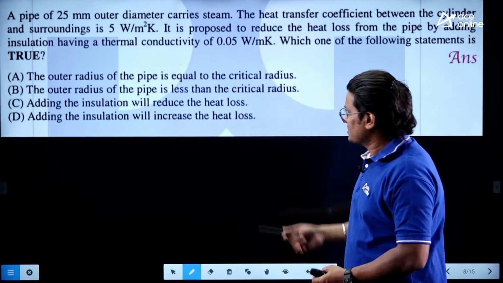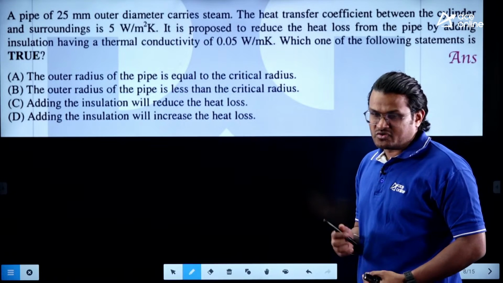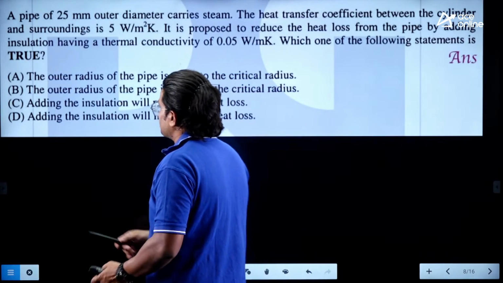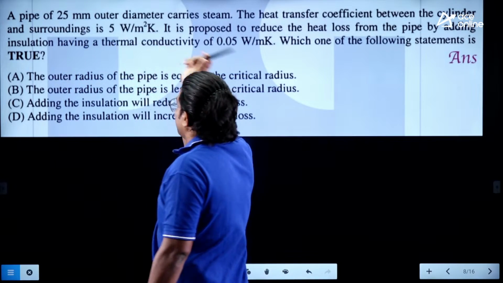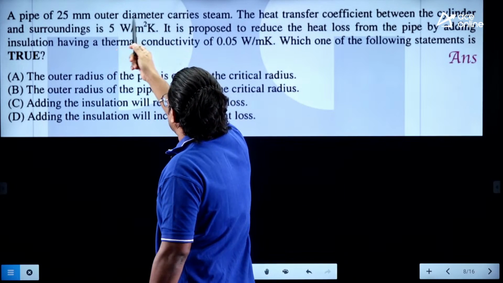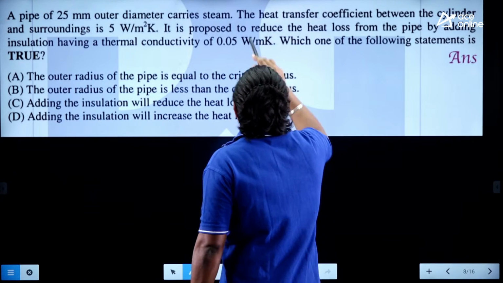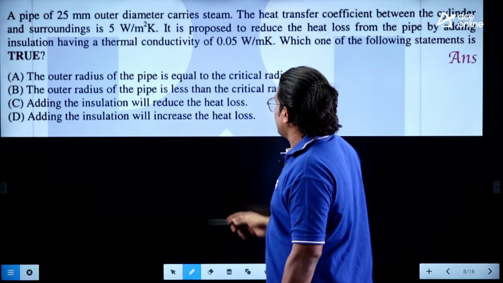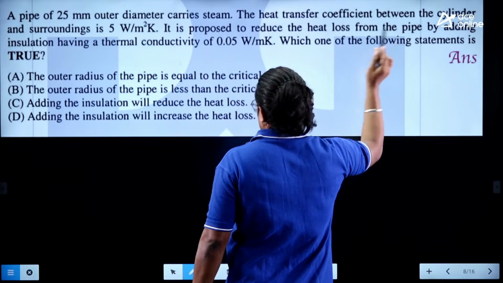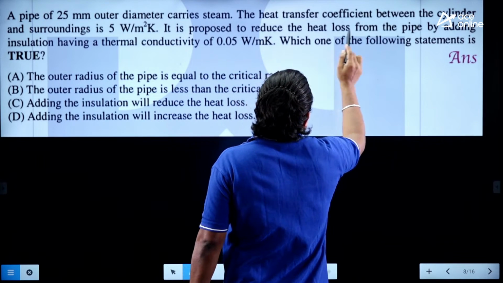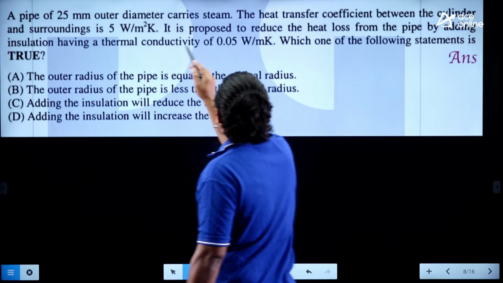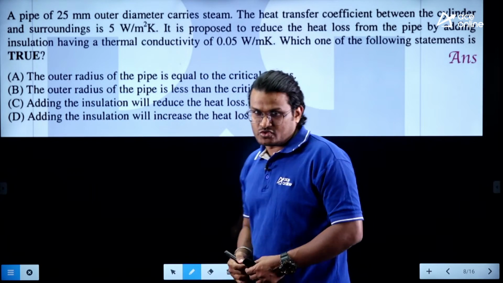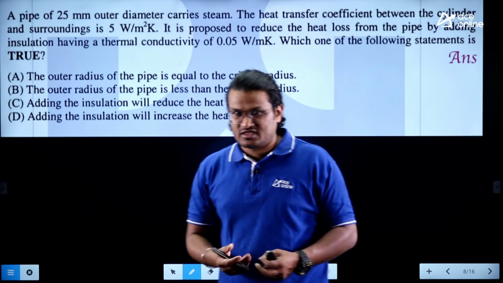If I take this question, then this will be very easy for you to understand. See, what is this question? A pipe of 25 mm outer diameter carries steam. The heat transfer coefficient between the cylinder and the surrounding is 5 watt per meter square Kelvin. It is proposed to reduce the heat loss from the pipe by adding insulation of thermal conductivity 0.05 watt per meter Kelvin. So which of the following statements is true? Because of this material, whether heat loss increases or decreases, that we need to check.